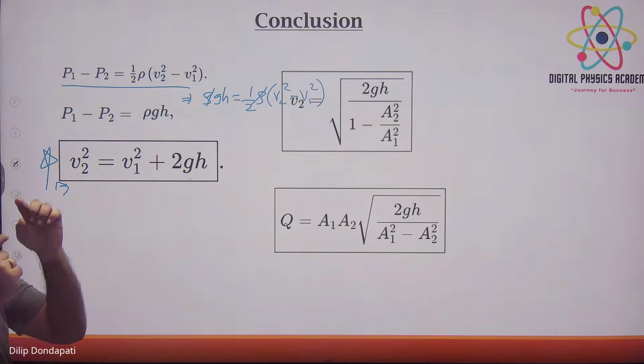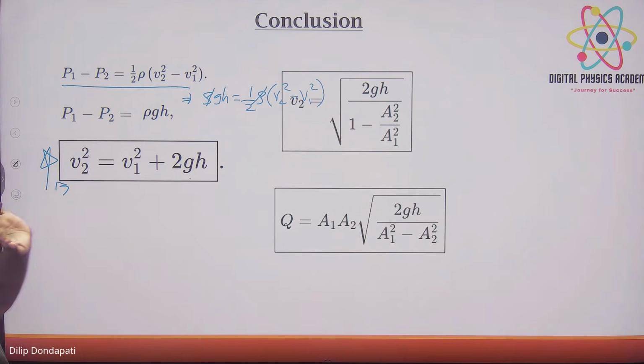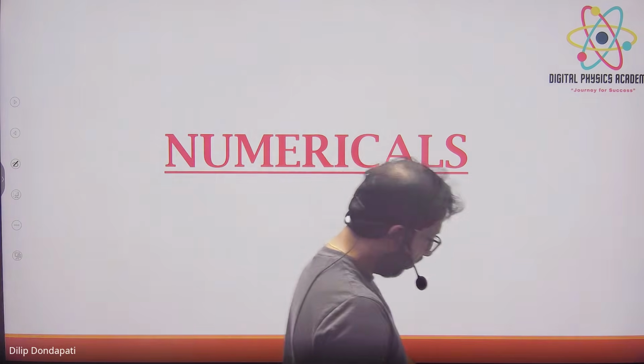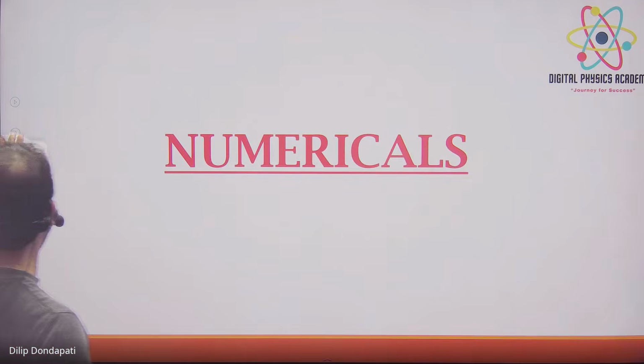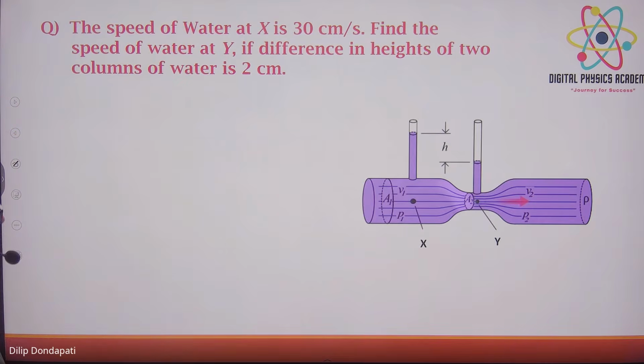H is the difference of heights in the U-shaped tube, which should be open to the atmosphere in this case, right? Okay. We will do numericals based on this. Clear? What was the previous formula? V1 square equals V2 square plus 2GH. V2 square equal to V1 square plus 2GH. Use only one and it will be done, when areas are not given. Yes, okay, go ahead.